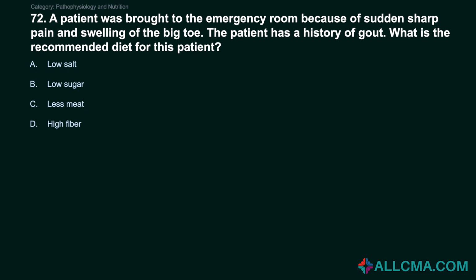72. A patient was brought to the emergency room because of sudden sharp pain and swelling of the big toe. The patient has a history of gout. What is the recommended diet for this patient? A. Low salt. B. Low sugar. C. Less meat. D. High fiber. Correct answer, C. Less meat.